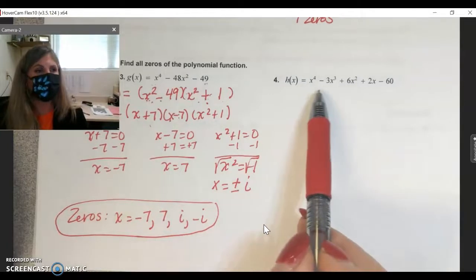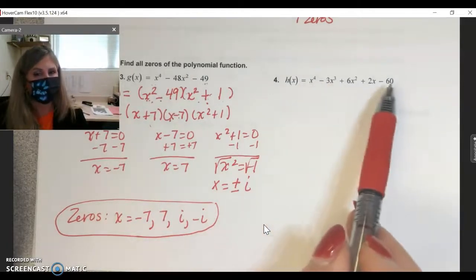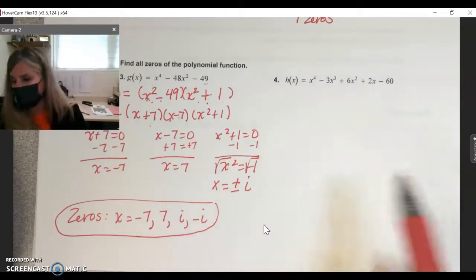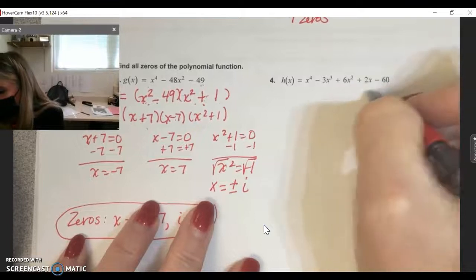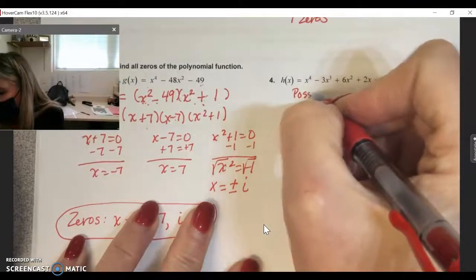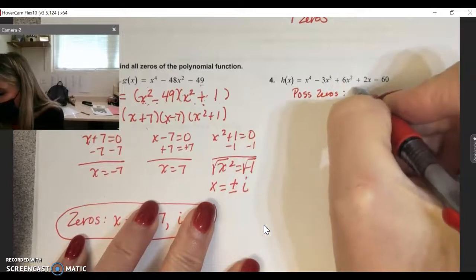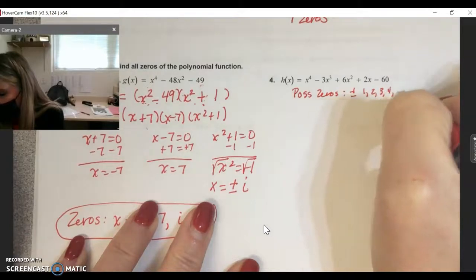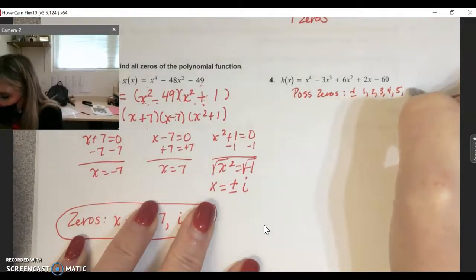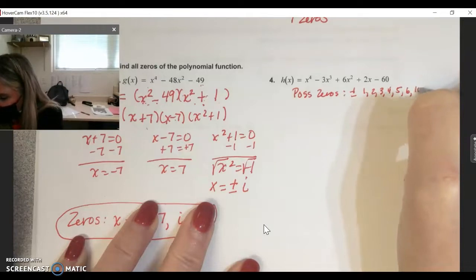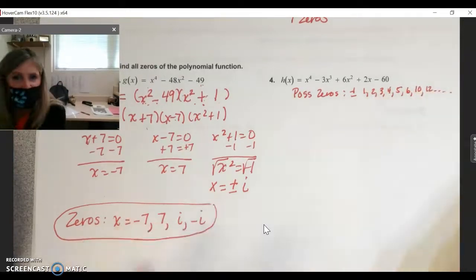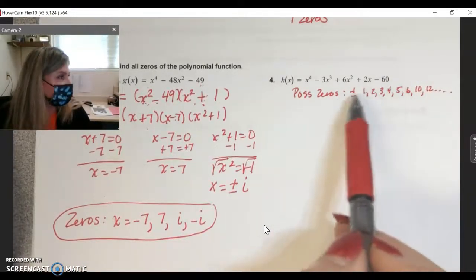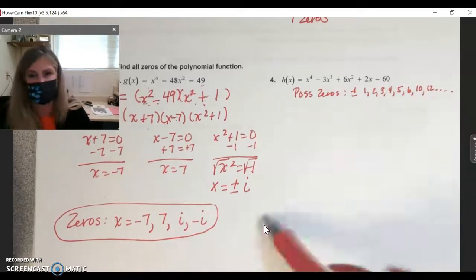Okay. Now on the next one, we would like to try to solve this with grouping, but we have 5 terms, so we cannot use grouping. So instead, we're going to have to think of those possible zeros. Those possible zeros we can have are going to be plus or minus these factors, which are 1, 2, 3, 4, 5, 6, lots of them, aren't there, 10, 12, dot, dot, dot. Now, I'm not going to write them all out because do you remember how I said it's generally one of these first ones right here? Yeah. So I'm not going to write all these out.